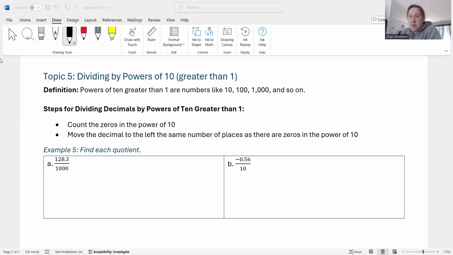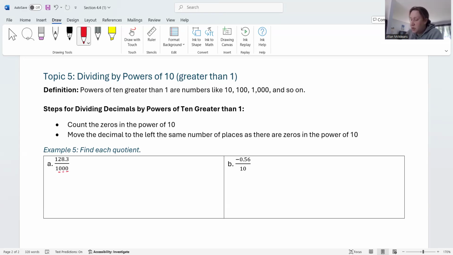Again, you could divide this regularly. You could use just your regular steps for division, or knowing the shortcut is going to be a big time saver. Okay, so for part A, my first example, I have 128.3 divided by 1,000. So what I need to do is count the zeros in 1,000. I have 3 zeros in 1,000. So that means I can move my decimal to the left 3 times.